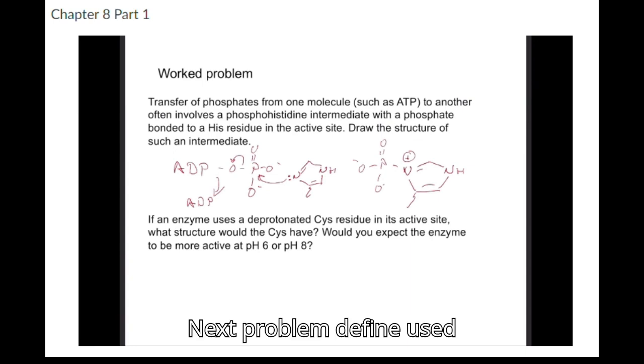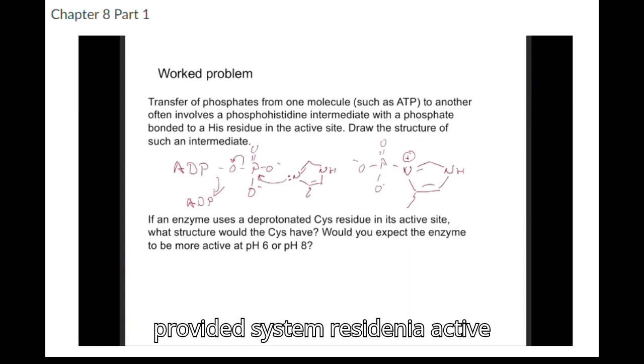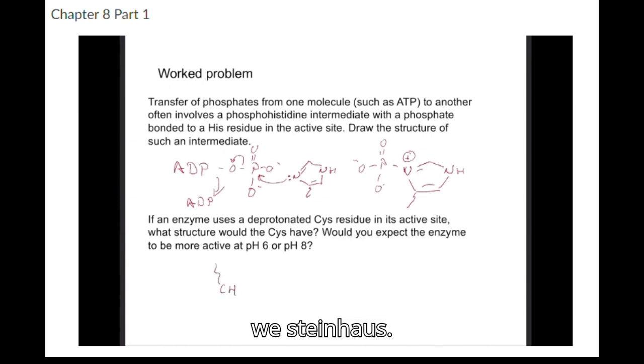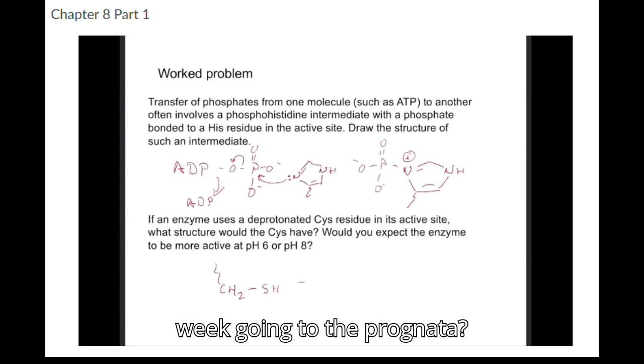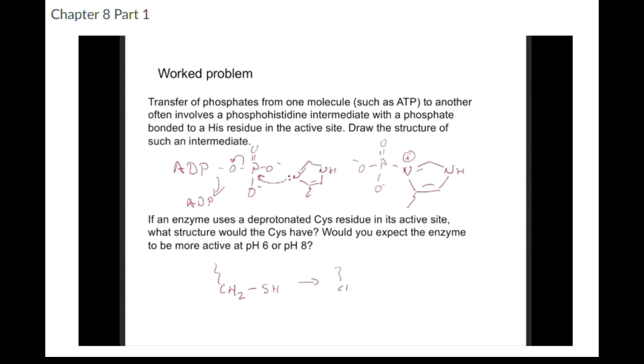Next problem: if an enzyme uses a deprotonated cysteine residue in the active site, what structure would the cysteine have? Normally, cysteine has a structure that looks like this. We're going to deprotonate that so that it looks like this. And sorry, that's a negative charge.